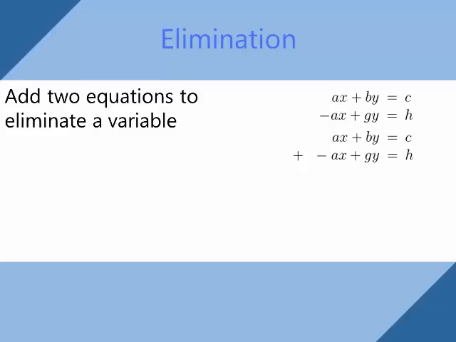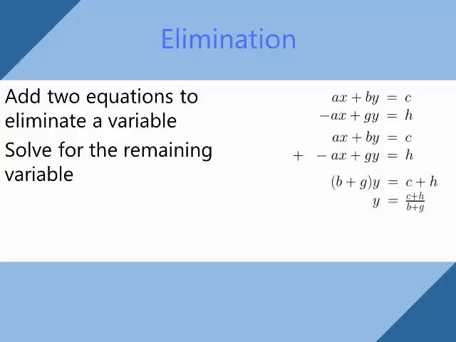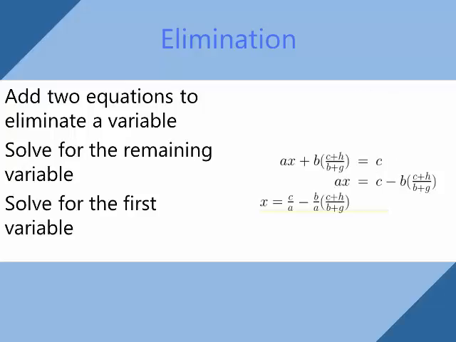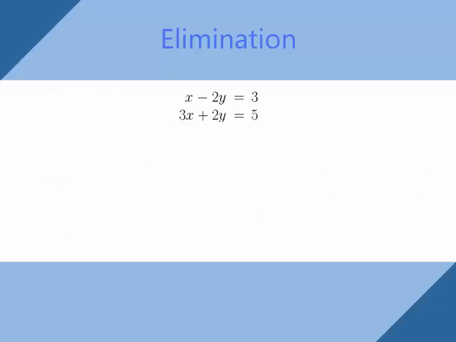When we consider elimination, we would like to add two entire equations in order to eliminate a variable. With one variable eliminated, we can solve for the remaining variable, and then plug it back in to solve for the first variable. In this example, just by adding the two equations, 2y and -2y will cancel out, leaving us with 4x equals 8. Dividing both sides by 4, we have x equals 2.